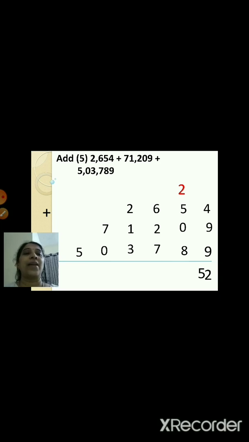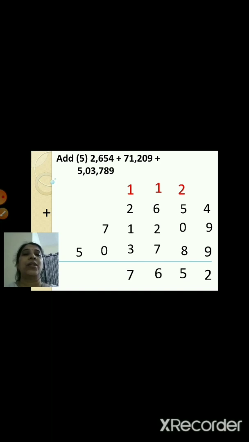So 5 will come in the tens place and 1 will be carried over in the hundreds place. So 1 plus 6 is 7, 7 plus 2 is 9 and 9 plus 7 is 16. So 6 will come in the hundreds place and 1 will be carried over in the thousands place. So 1 plus 2 is 3, 3 plus 1 is 4 and 4 plus 3 is 7. So 7 will come in the thousands place.